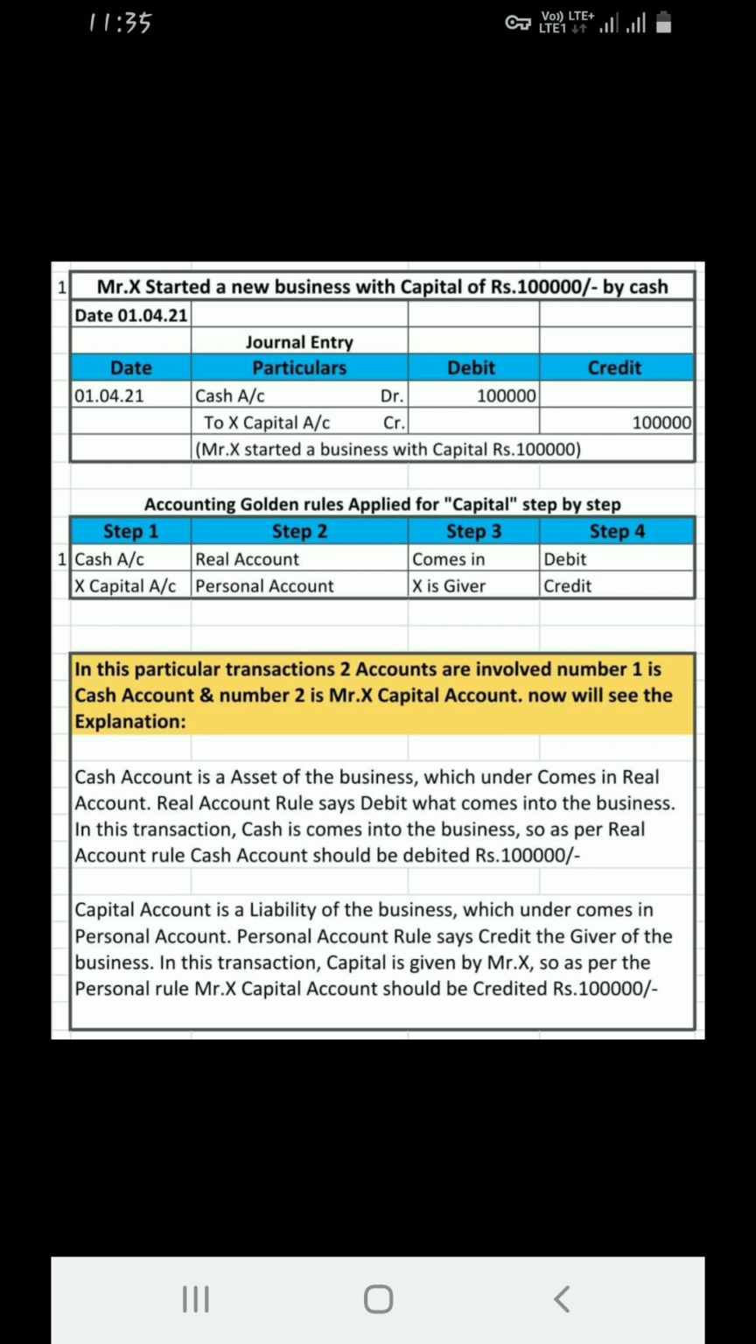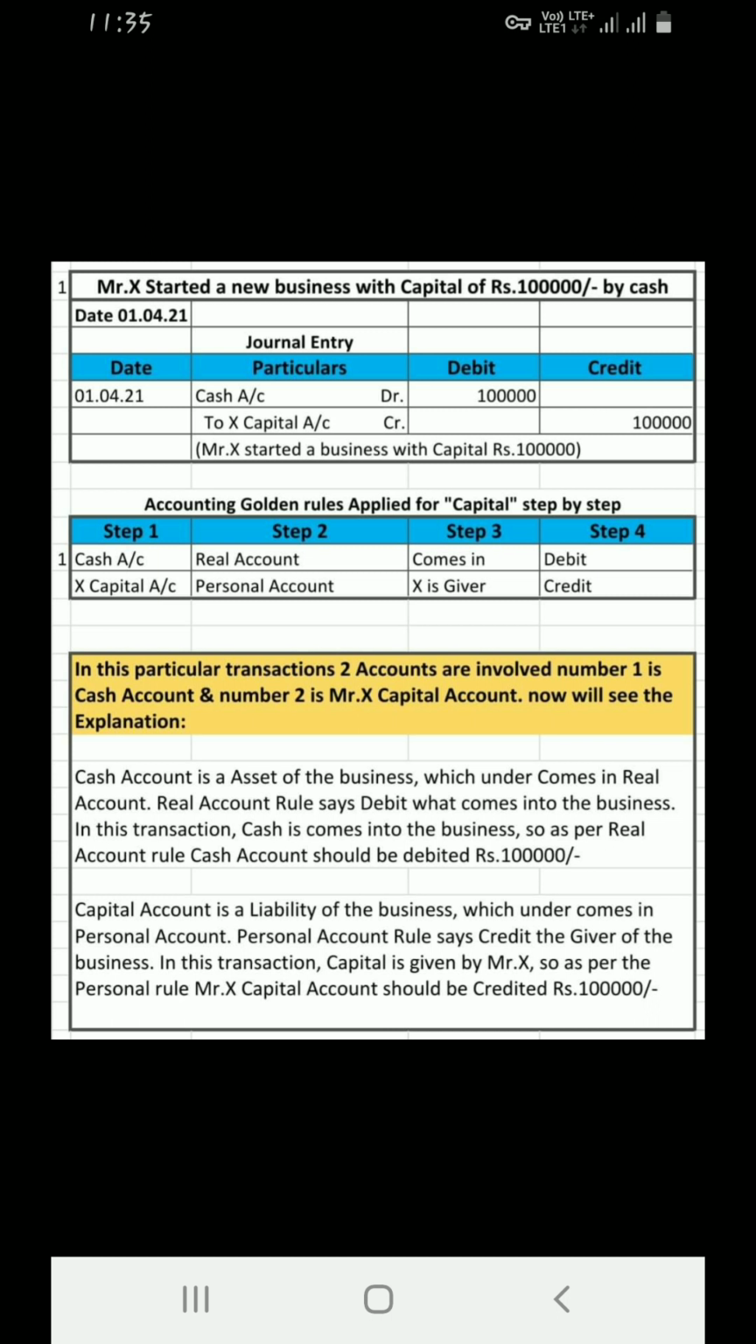Okay friends, now we will see the explanation. In this particular transaction, two accounts are involved. Number one is cash account and number two is Mr. X capital account. Now we will see the clear explanation. Okay friends, let's see. Cash account is an asset of the business, which comes under real account.